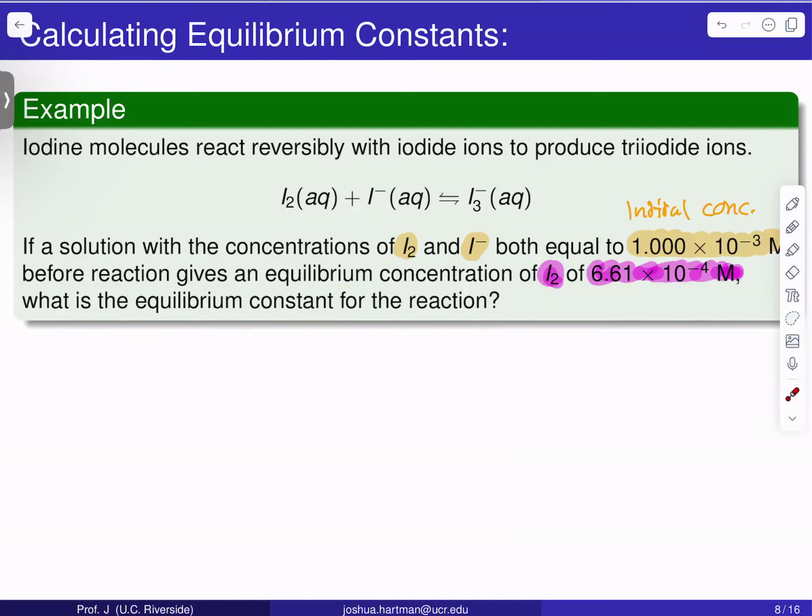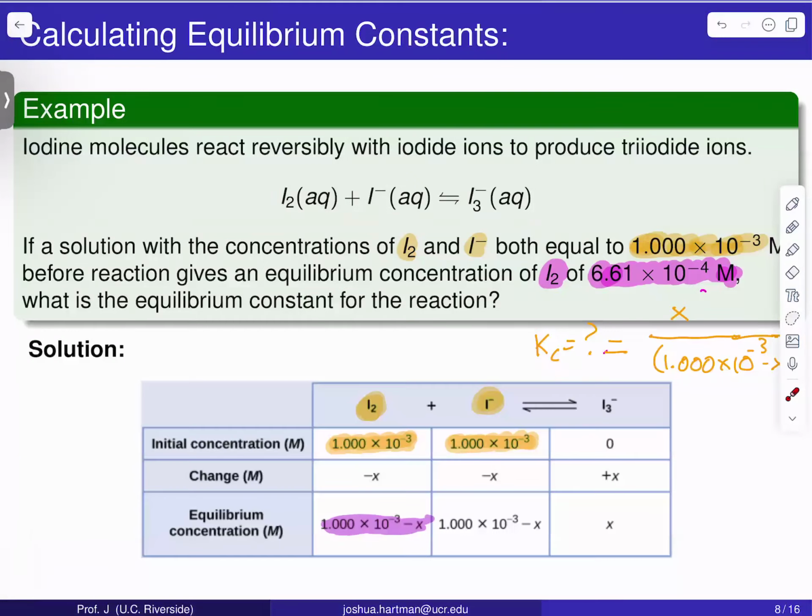Okay, so at first glance, you could pause the video here and give this some thought to see how you go about solving something like this. It seems a bit complicated. However, the ICE table is specifically designed to solve just this kind of problem.